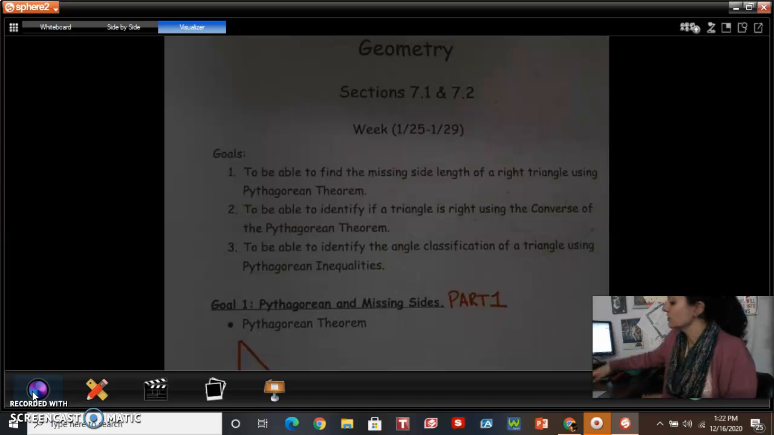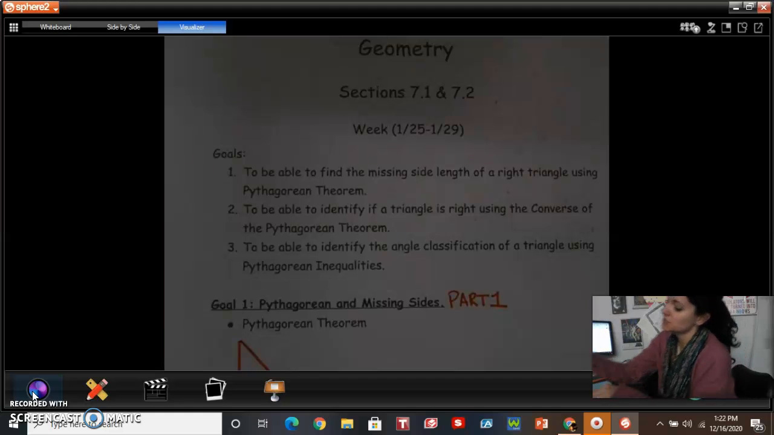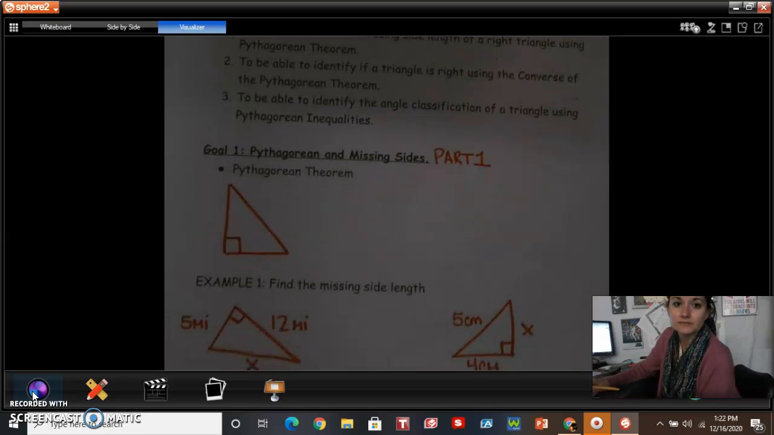Alright, so part 1 is going to be just our first goal, because it's a really important thing, and it should honestly be mostly a review for all of you. So our first goal for sections 7.1 and 7.2, and this is going to be 7.1 that we're talking about, is being able to find the missing side lengths of a right triangle using Pythagorean theorem. Alright, so Pythagorean theorem, goal 1.